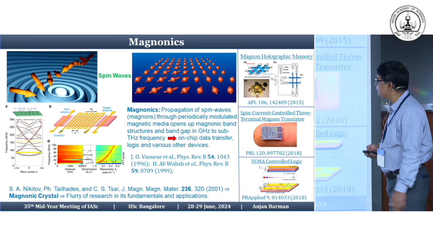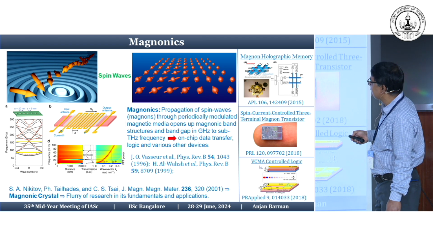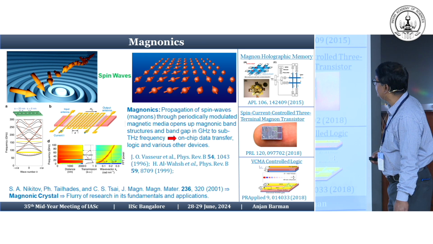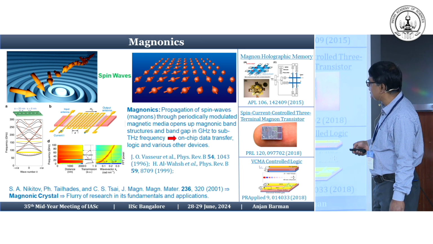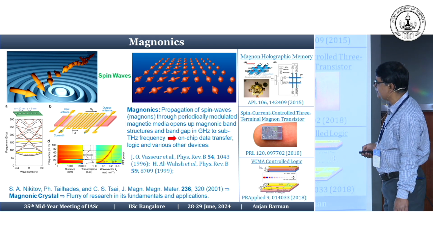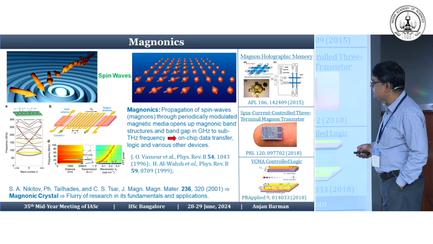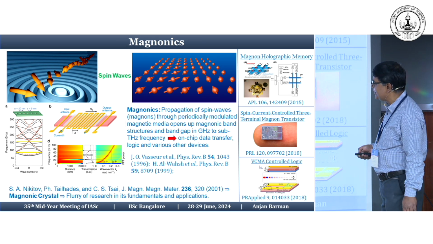Of course, there is a quasi-particle associated with it, so spins precess in their own position, and their phase is propagating through the medium in 1D, 2D, and 3D. Based on that, we can develop different kinds of artificial magnetic media, or magnonic crystals, which can give rise to different kinds of band structure.